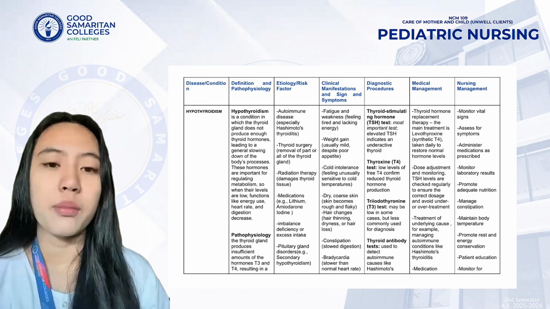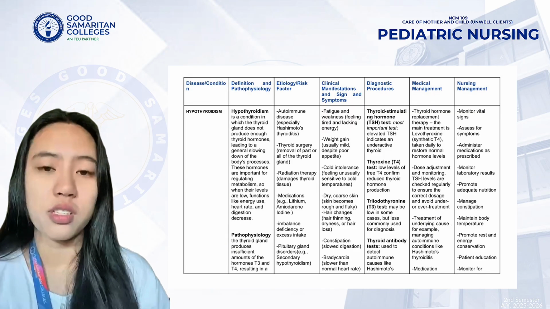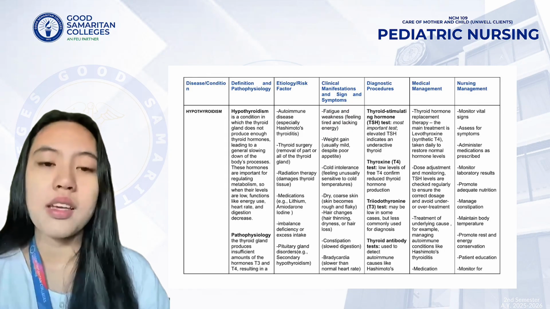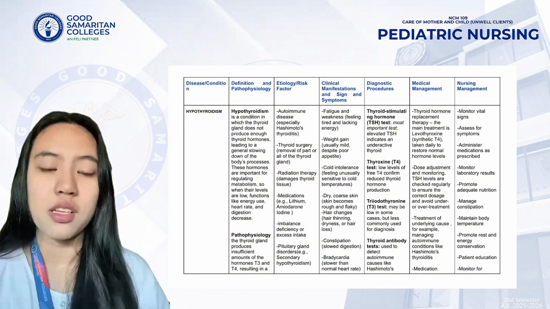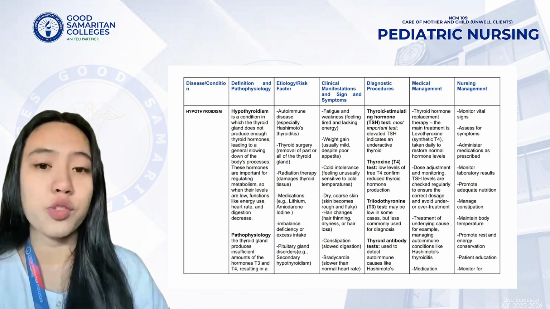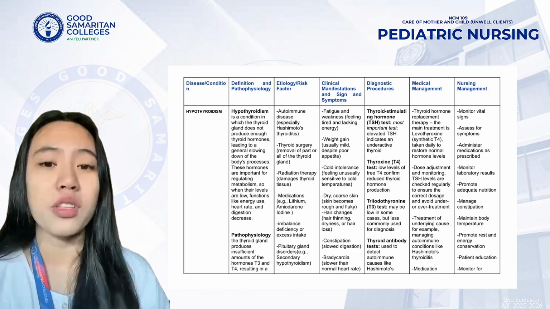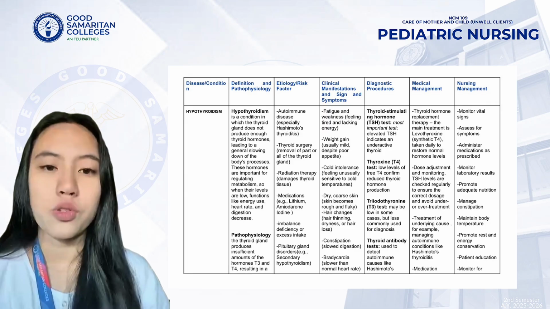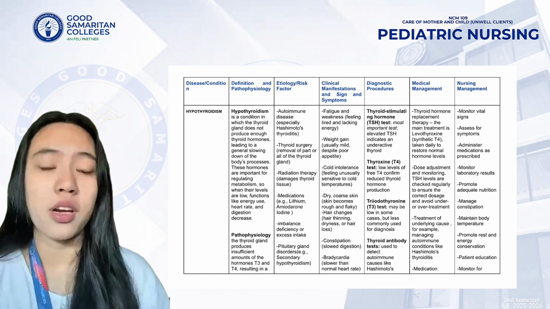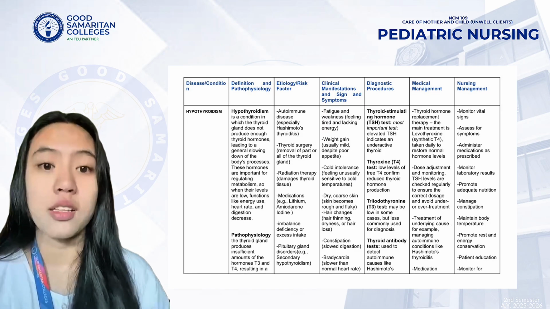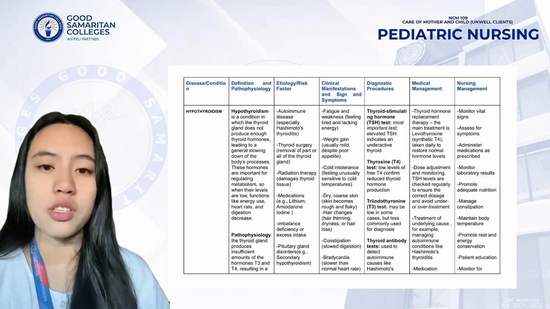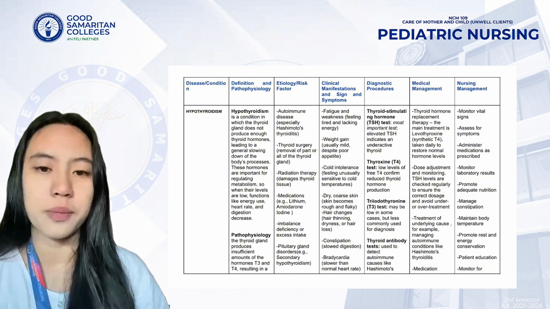Then monitor laboratory results such as TSH and T4 levels, encourage a balanced diet to support metabolism, help manage constipation, keep the child warm due to cold intolerance, and promote rest but also gradual activity to prevent fatigue. Also, we must educate the mother about lifelong medication and adherence of the child. And lastly, watch for complications and report abnormalities early.